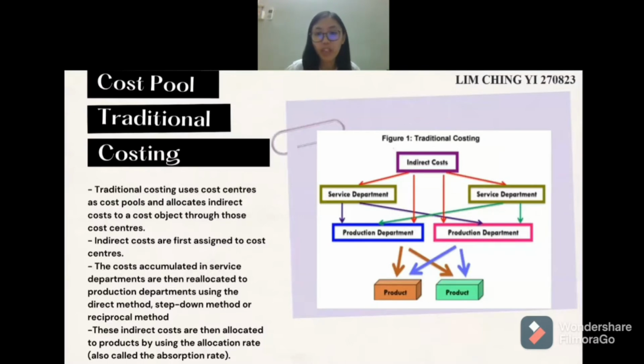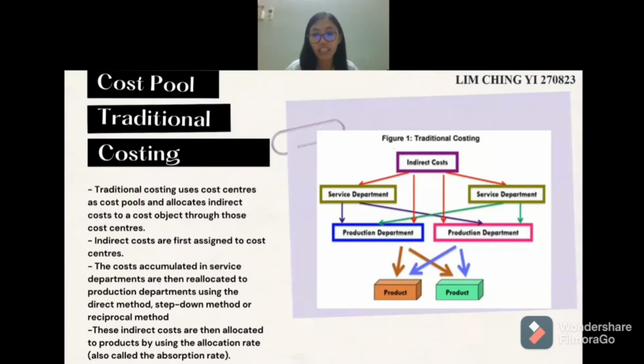Figure 1 shows the process of cost allocation under traditional costing, using the product as the cost object. In the figure, we can see that indirect costs are first assigned to cost centers. They are both traced and allocated, depending on whether a specific indirect cost item can be directly traced to a cost center or not.